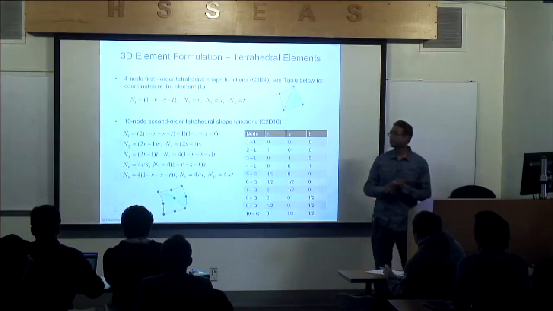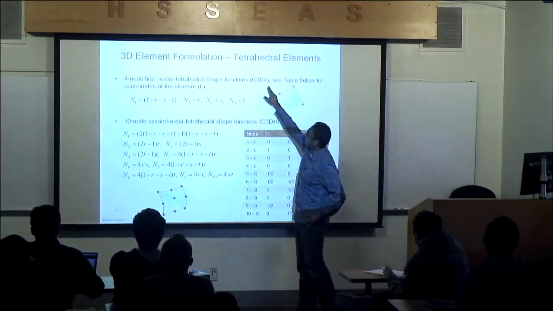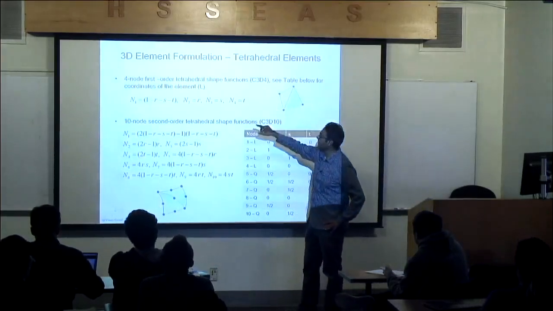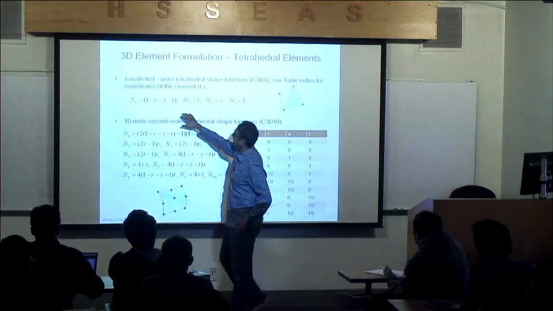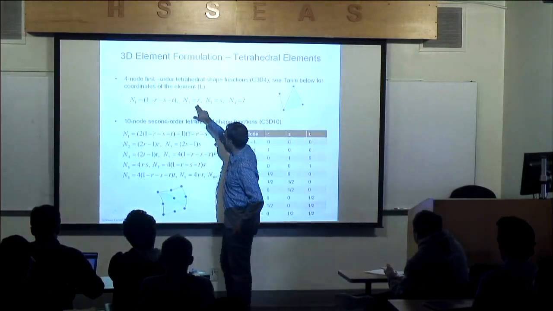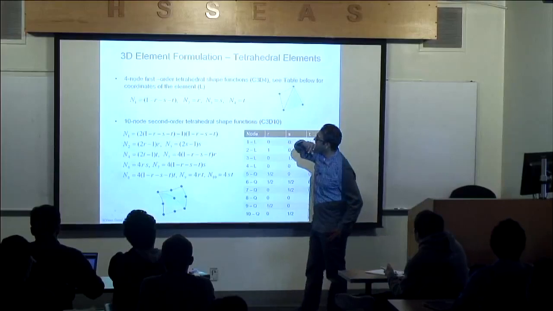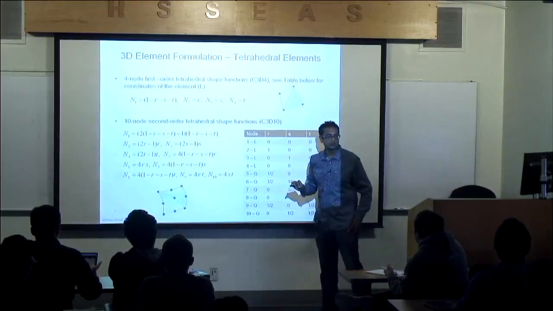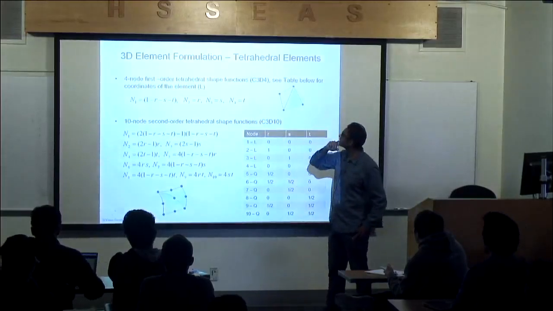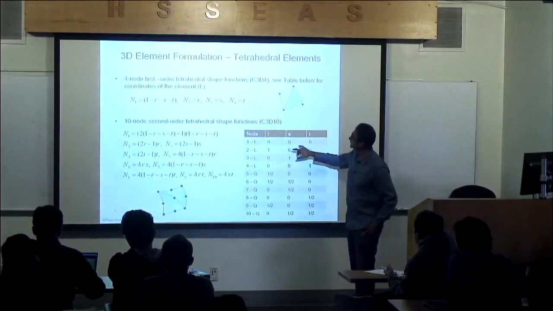A tetrahedron element is a C3D4 element. The shape functions are very quick. You can write them out: 1 minus r minus s minus t, r, s, t. And those are the coordinates of the element. So there you go.